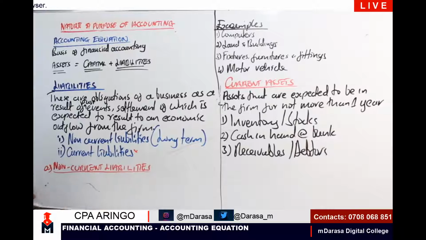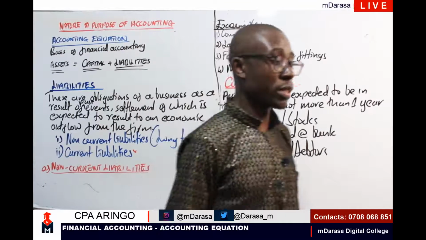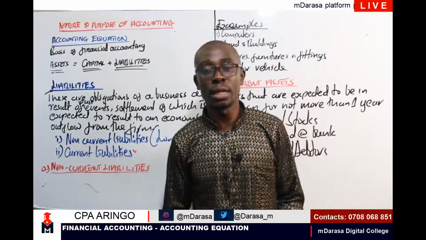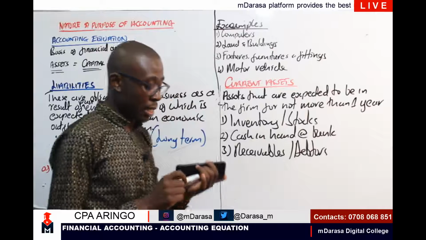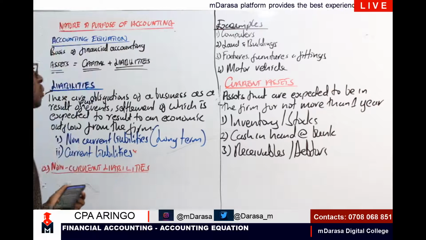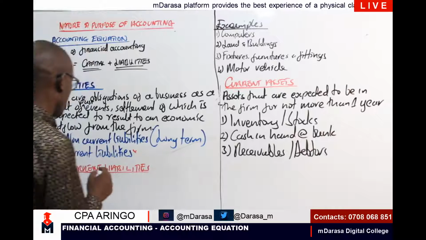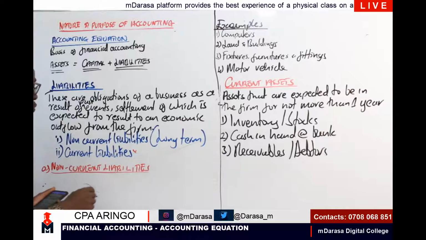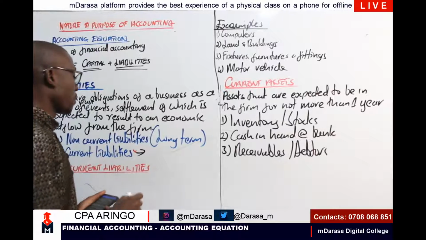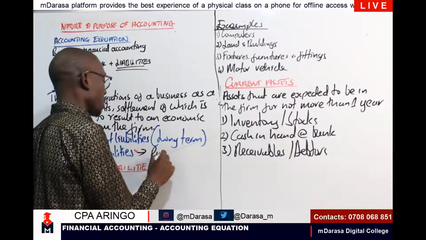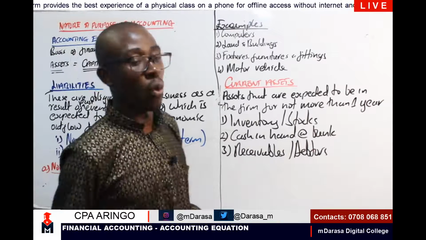We are talking of current liabilities. So for current liabilities, these are obligations that are expected to be cleared within 1 year. Obligations expected to be cleared within 1 year is what you're terming as current liabilities. Say, for example, we have payables. These are our creditors. We have to pay them within 1 year.